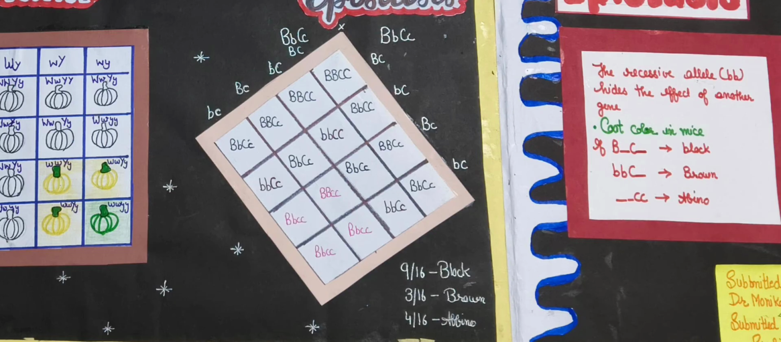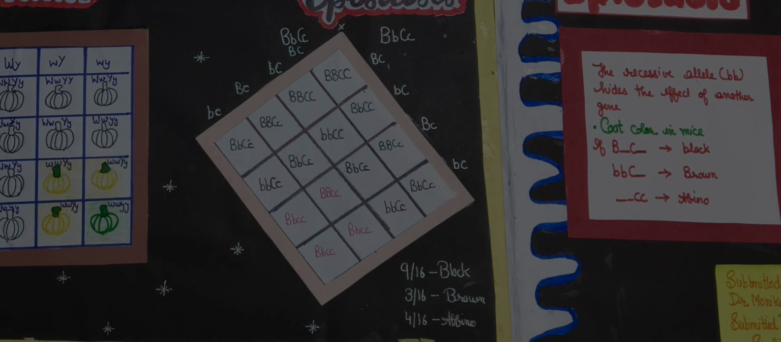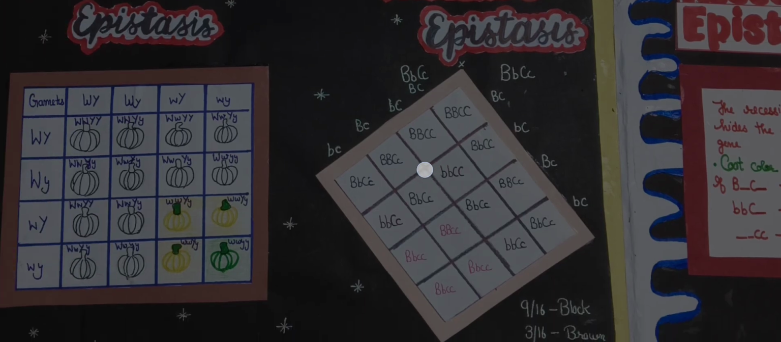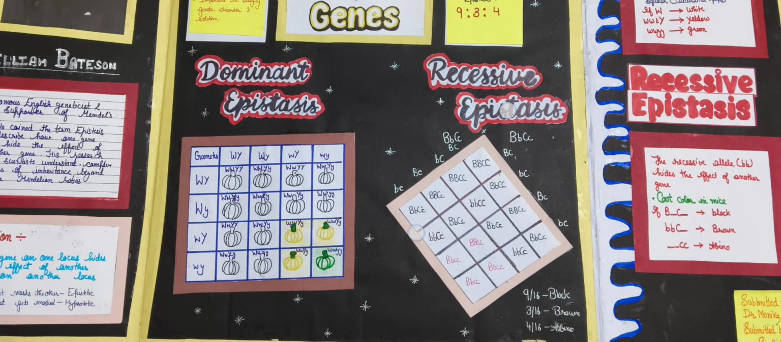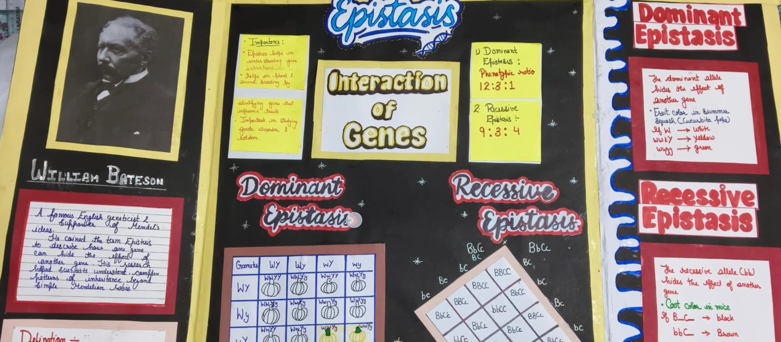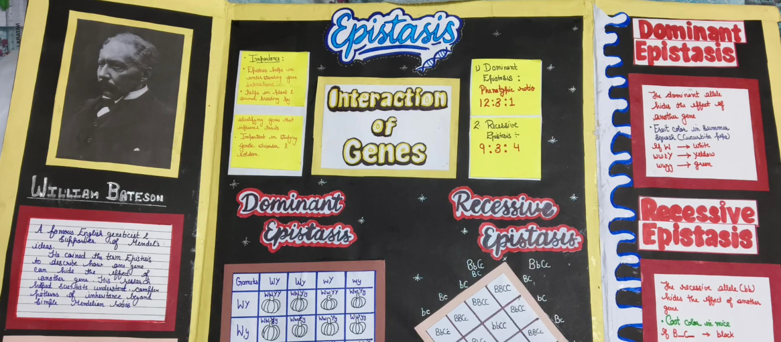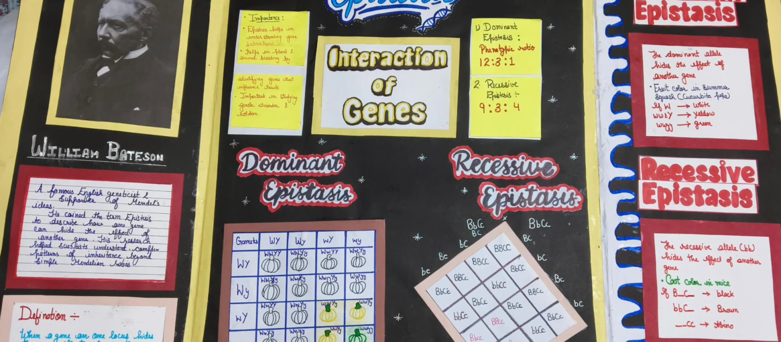Albino means where small c is the double recessive character, and black is when capital B is present, and brown is when small b is present. You can see small b here. You can just check these. So these are the examples of recessive epistasis. You can give both of these examples in the case of epistasis. This is a beautifully designed chart giving the interaction of genes in the form of dominant epistasis and recessive epistasis.